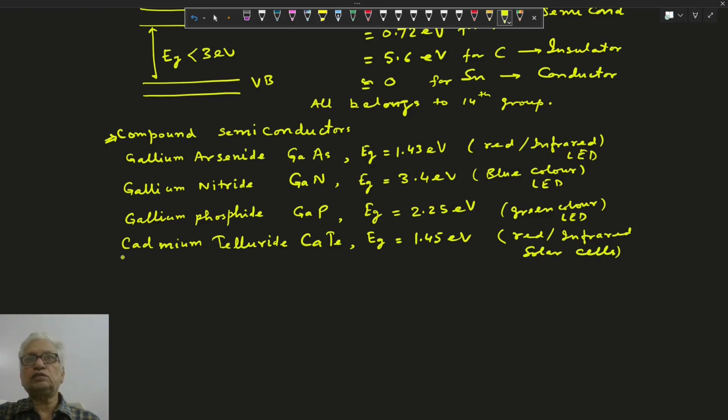Here are compound semiconductors. The first is gallium arsenide, GaAs, with energy gap 1.43 electron volts, used for red or infrared LEDs. Gallium nitride, energy gap 3.4 electron volts, blue LED. Gallium phosphide, energy gap 2.25, green LED. And cadmium telluride, energy gap 1.45, used for solar cells.